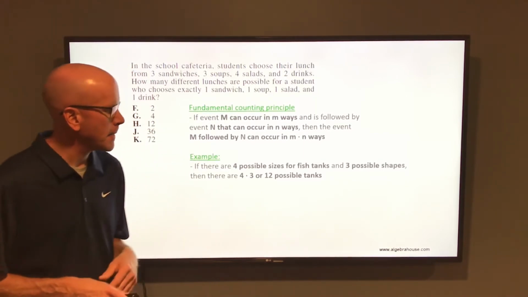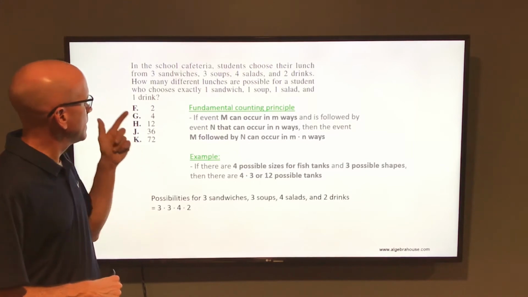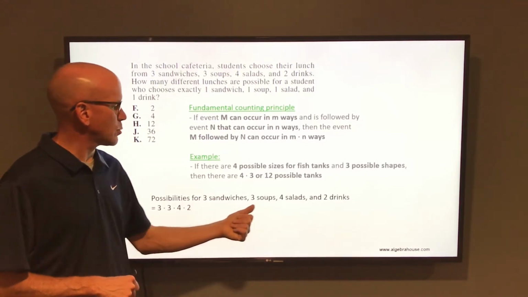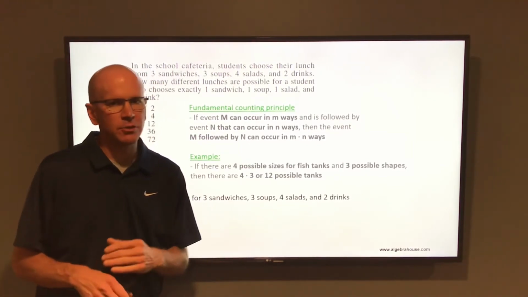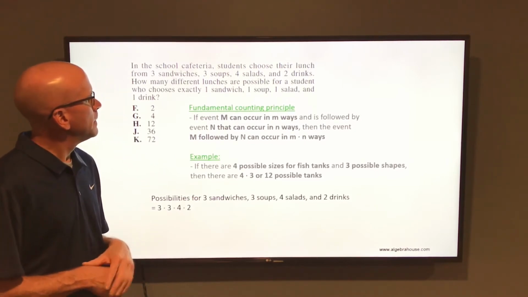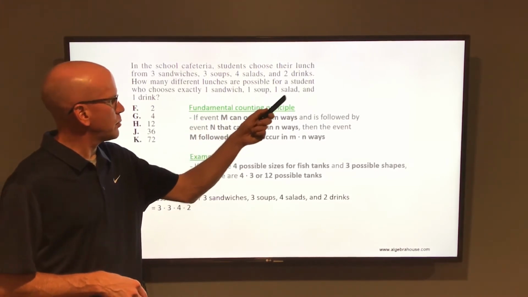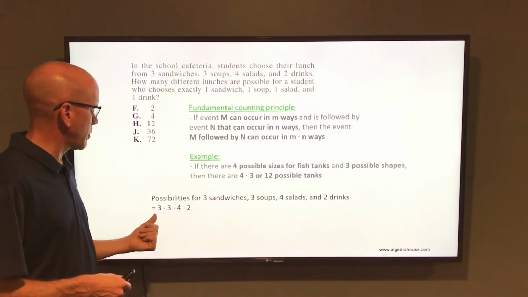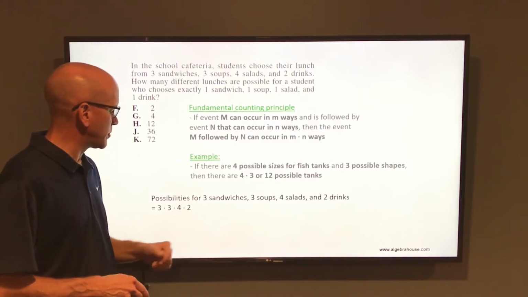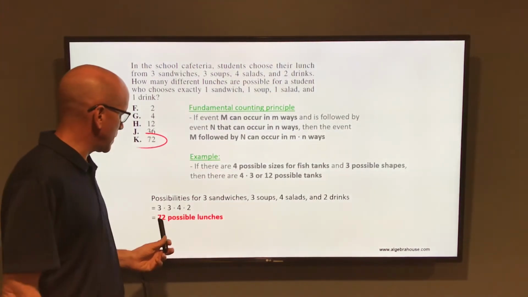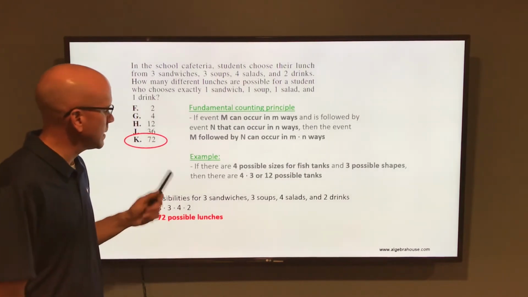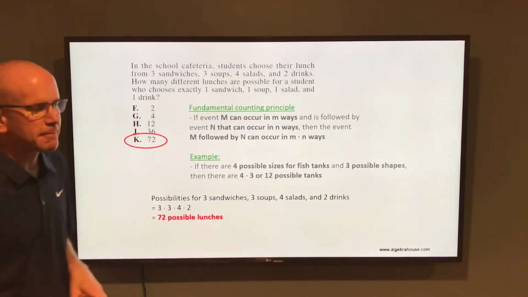So applying that to this, you have 3 sandwiches, 3 soups, 4 salads, and 2 drinks to choose from. And you're choosing 1 sandwich, 1 soup, 1 salad, and 1 drink. So just multiply those together: 3 by 3 by 4 by 2. If you multiply those together, that is 72 possible lunches. And now you can go eat.